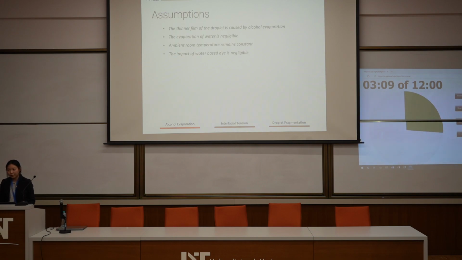Some assumptions that we made for the first theoretical model are, first, the thinner film of the droplet is caused by alcohol evaporation, which means that we believe that alcohol evaporation is the main parameter changing the thickness of the droplet. And then the evaporation of water is negligible throughout the experiment because it is relatively slow in terms of the time scale that we measured in. The ambient room temperature remains constant throughout all experiments, and lastly, the impact of the water-based dye is negligible.